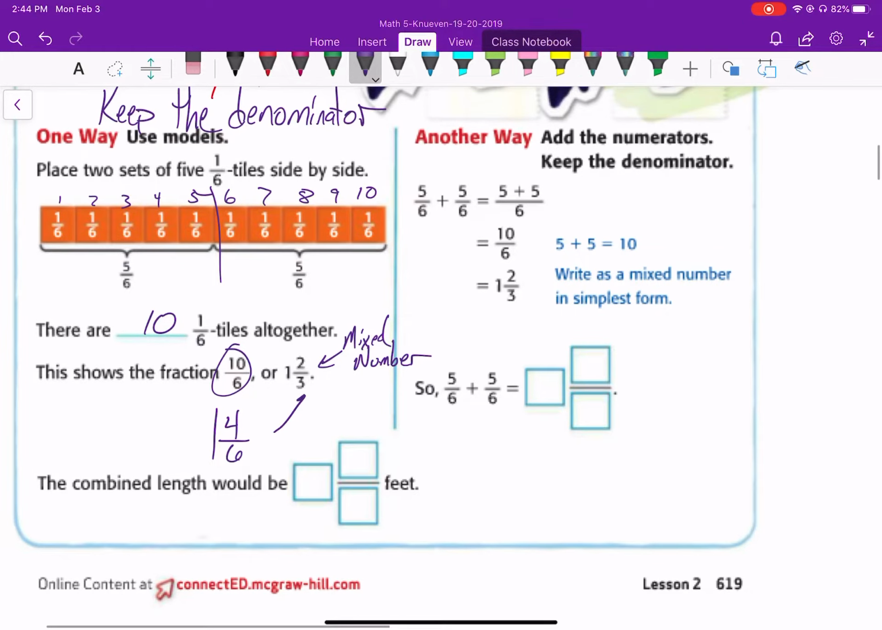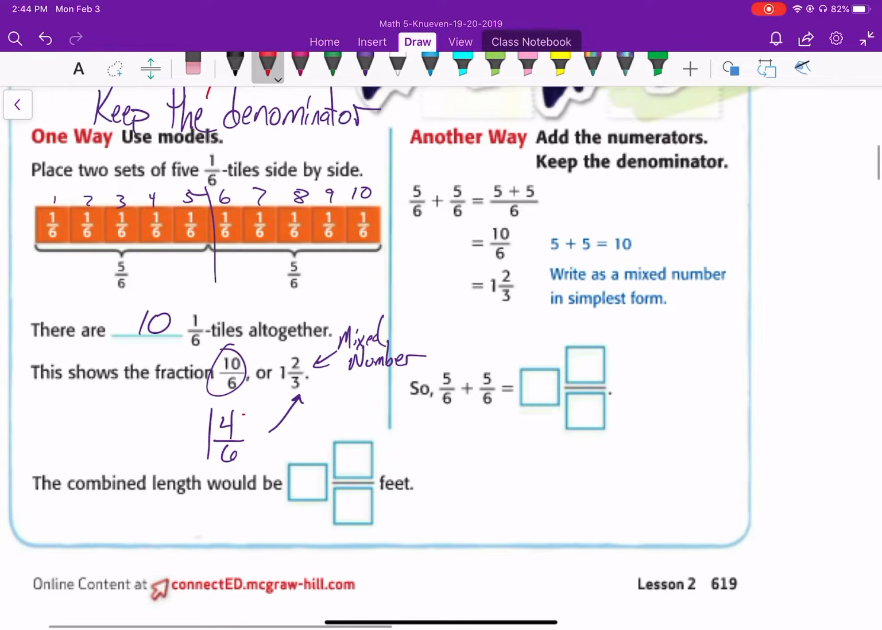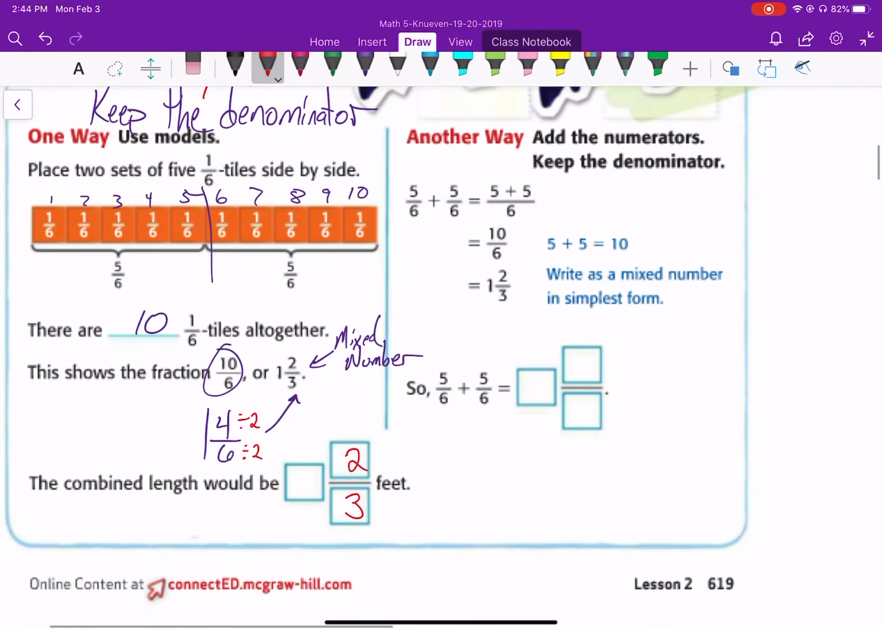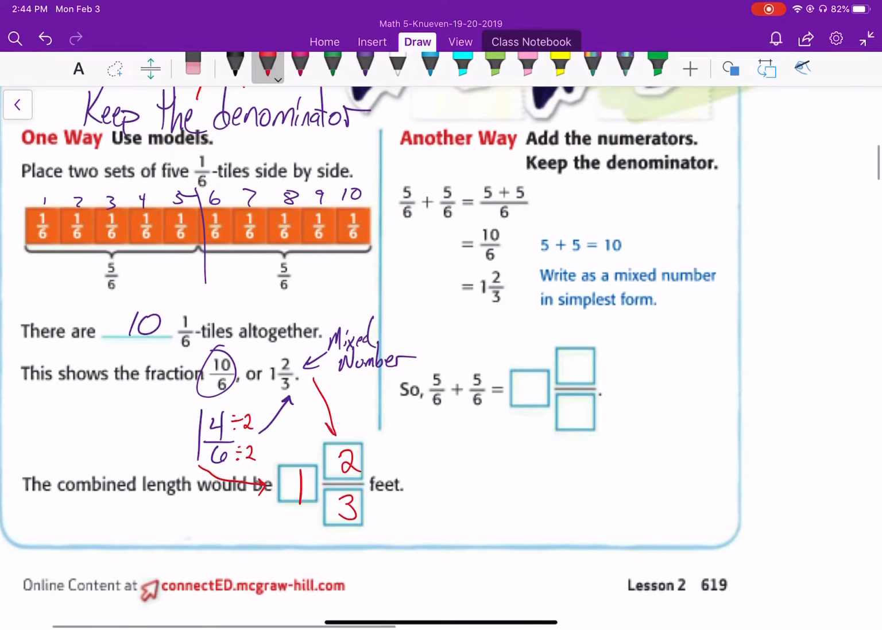Well, that's not what we see here. I see 1 2/3. Well, here is where we then have to apply what we already know and say, well, both 4 and 6 are even, so I can factor out a 2. 4 divided by 2 is 2. 6 divided by 2 is 3. And I don't forget my whole number here, and it's going to be 1. Now I have my mixed number.